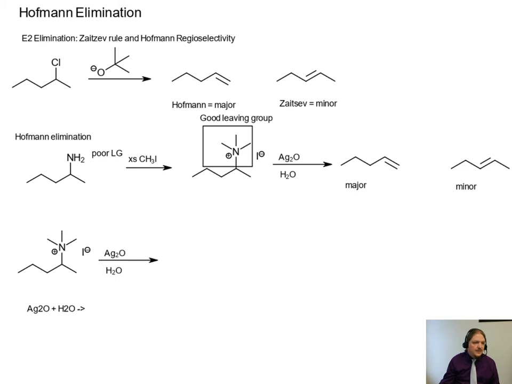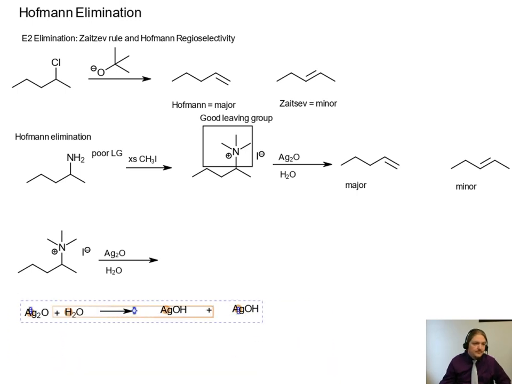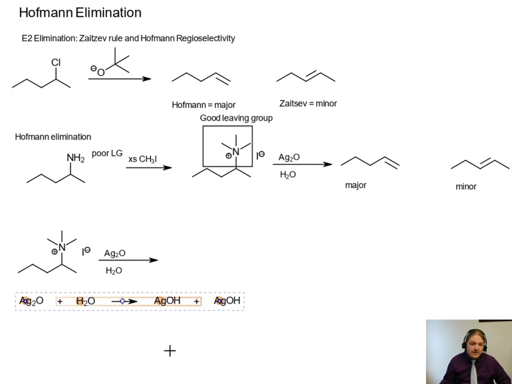Let's draw a real arrow here. We have silver oxide. My program doesn't like silver oxide because it doesn't recognize that as an element. Alright, if silver oxide is added to water, these things react to form two equivalents of silver hydroxide. And now we have a base. So we are going to have hydroxide anions present here to act as our base.